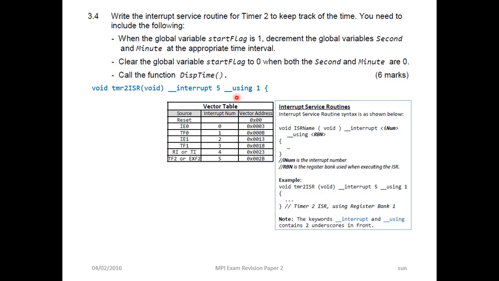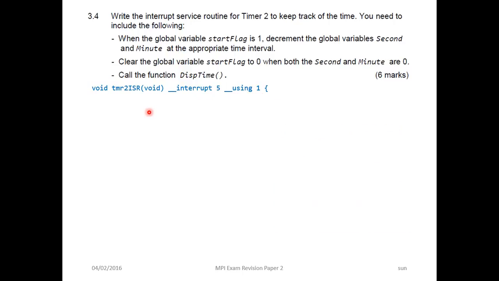The first thing we need to do in the ISR is to clear flag TF2 to 0. If this is not done, timer 2 will keep interrupting the CPU even though it has not overflowed. The following will be the actual task we want to do. Firstly, when start flag is 1, decrement variable second and minute at the appropriate time interval.